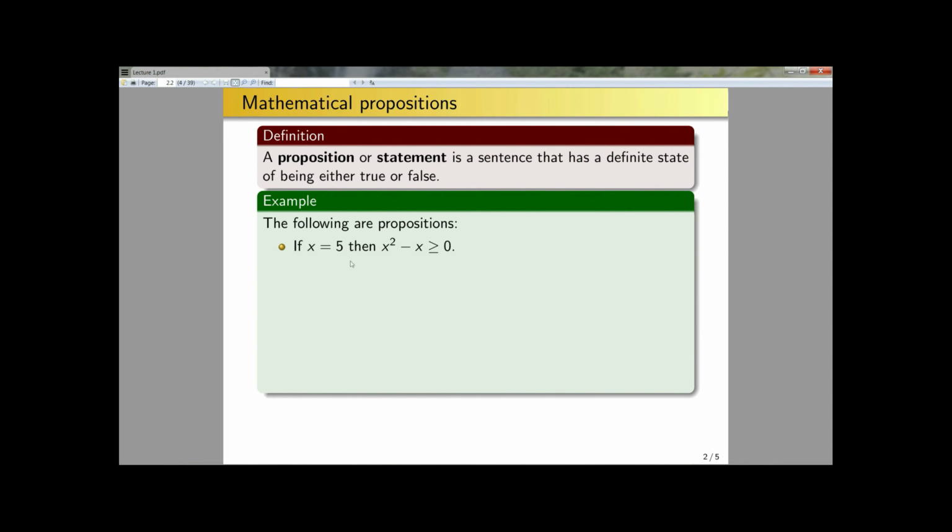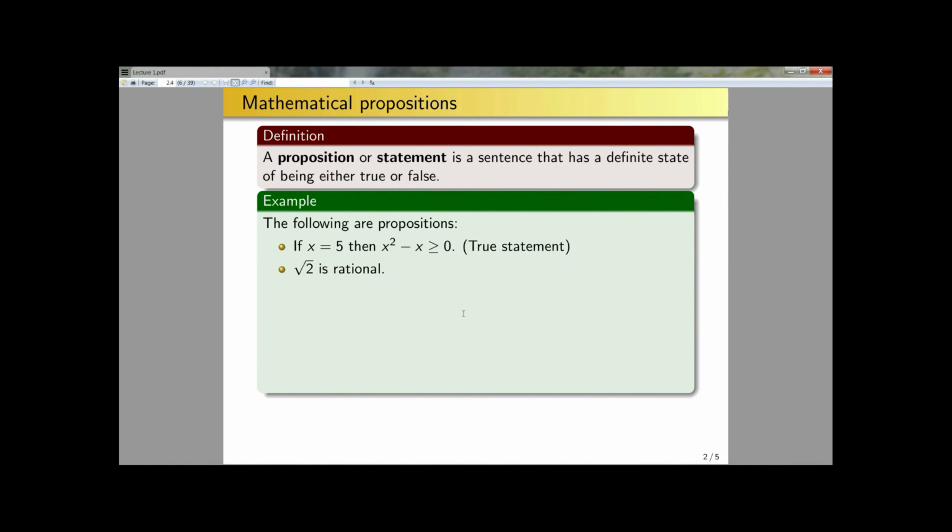If x is equal to 5, then x squared minus x is greater than or equal to 0. This is a sentence, and clearly it's either true or false. In this example, if I were to plug 5 into this statement, I would get 5 squared minus 5, which is 20, is greater than 0. That is true, so this would be a true statement.